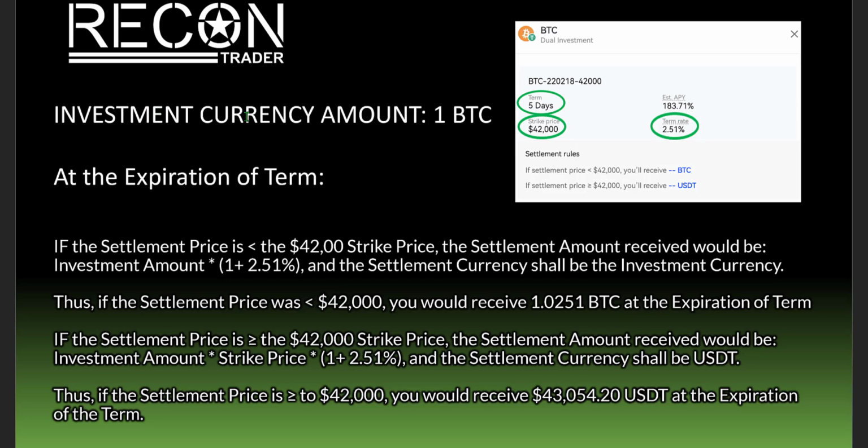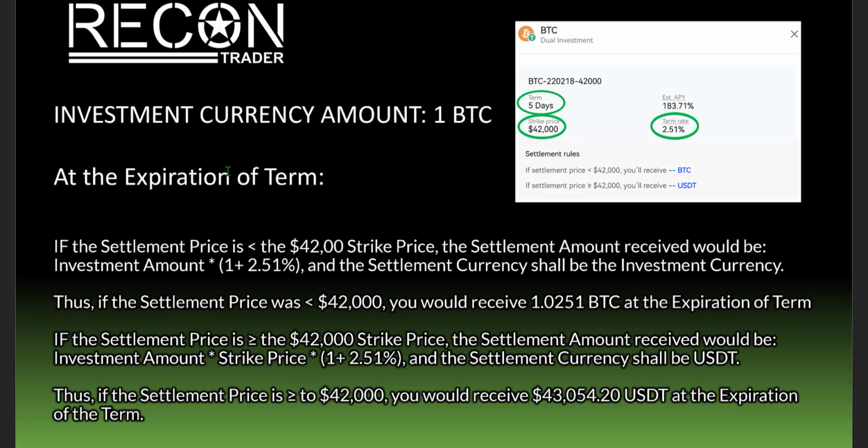So if we decide we're going to invest BTC, the investment currency would be BTC, and the amount we'll invest will be 1 BTC for this example. And we'll look to do a 5-day term at a $42,000 strike price, which has an estimated APY of 183%, and the term rate again is at 2.5%.